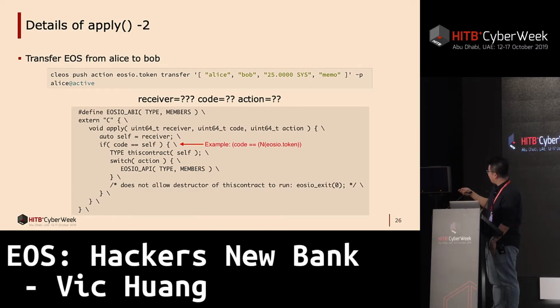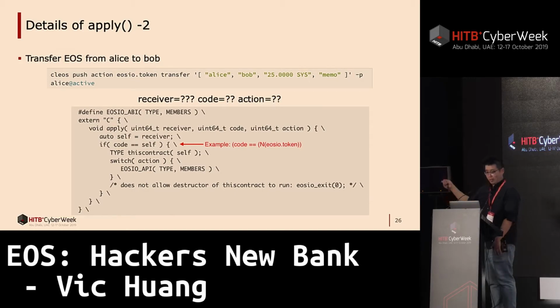So if we receive a transaction from Alice to Bob, the from is Alice, the to is Bob, and it's about 25 of some symbol, and the last field is where you can write anything in it. It's like a memo.